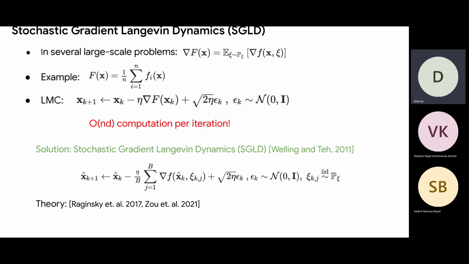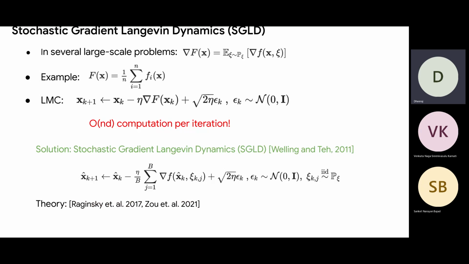Okay, the solution, just like in deep learning, is to use stochastic gradients. That is, you want to do stochastic gradient Langevin dynamics, which was proposed in Welling and Teh in 2011. This actually works magically well, much better than stochastic gradient descent, but it's not very well analyzed.